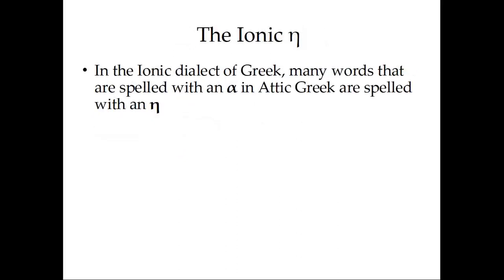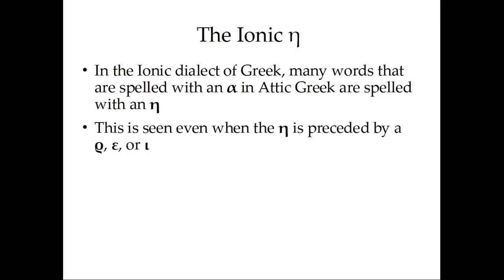The Ionic eta. In the Ionic dialect of Greek, many words that are spelled with an alpha in Attic Greek are spelled with an eta. The reason this is significant in talking about Homeric Greek is that Homer often used the Ionic eta. For example, this is seen even when the eta is preceded by a rho, epsilon, or iota.